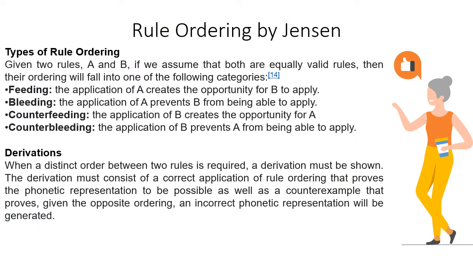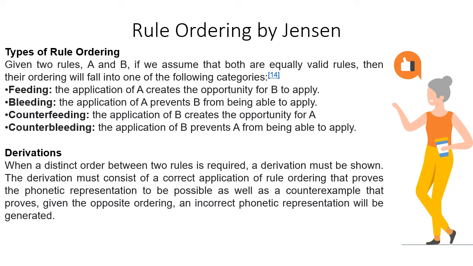The last explanation about our topic today is rule ordering by Jensen. We have four types of rule ordering. The first one is feeding. The application of A creates the opportunity for B to apply. The second one is bleeding. The application of A prevents B from being able to apply. The third one is counterfeeding. The application of B creates the opportunity for A. And the last one is counterbleeding. The application of B prevents A from being able to apply.